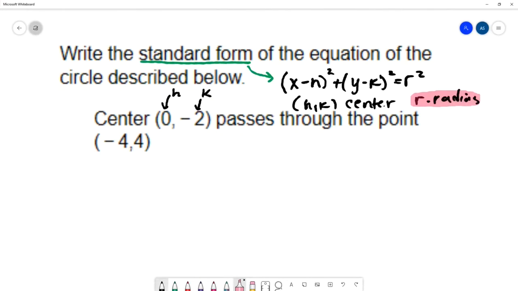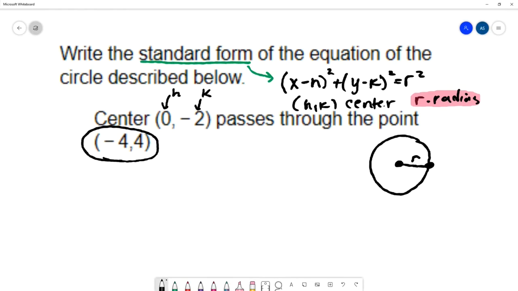So we want to remember what the radius is. The radius is the distance from the center to any point on the circle. Now we were given that our circle passes through the point (-4, 4), which means this point is a point on the circle. So if we can find the distance between our center and this point, that is the radius.